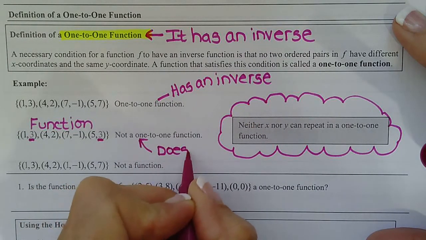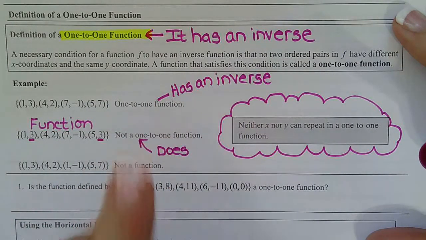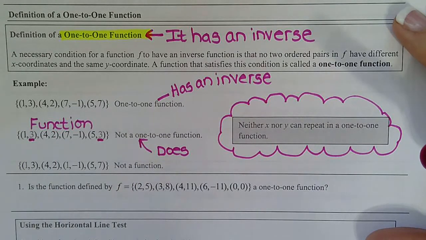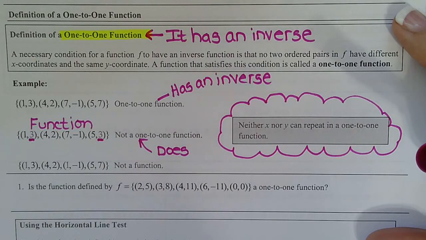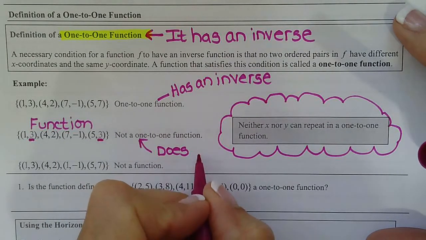That's what one-to-one means. So if it's one-to-one, that means I can switch the points and make an inverse. If it's not one-to-one, then I can't. It does not have an inverse.